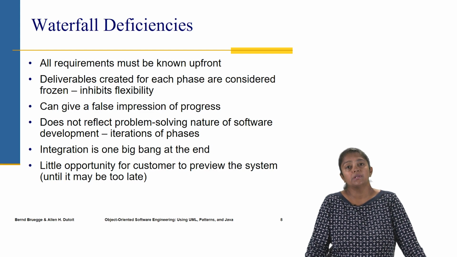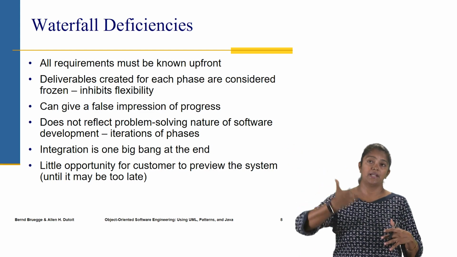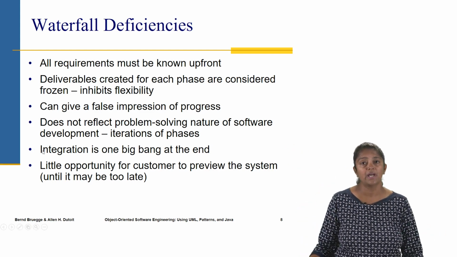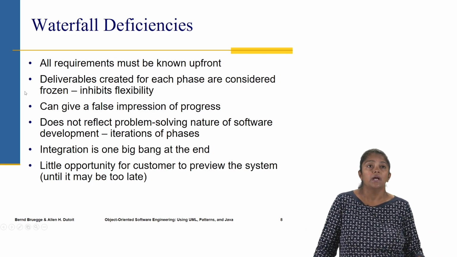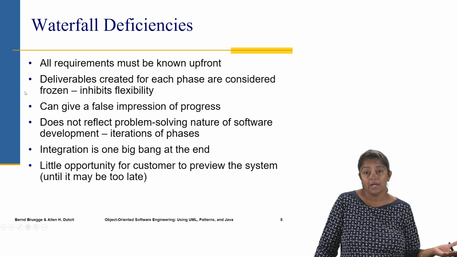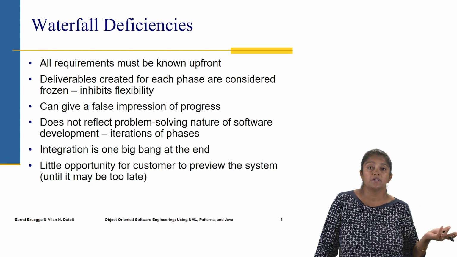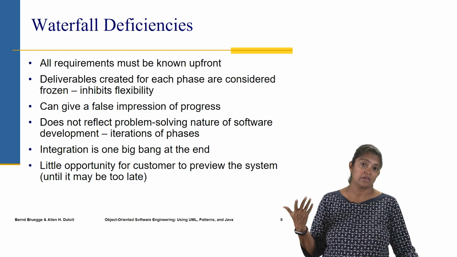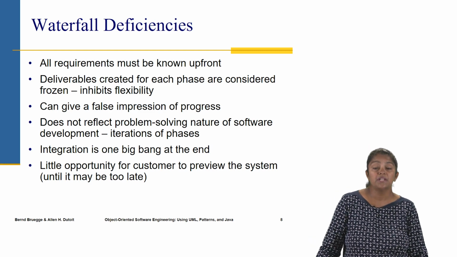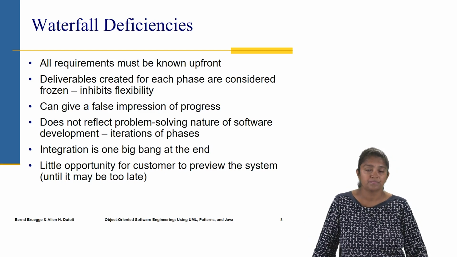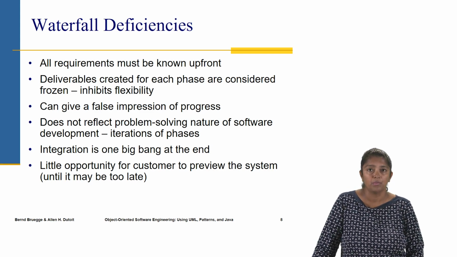There's very little opportunity for the customer to preview the system, because in the life cycle activities there's no scope for that, so they just have to wait until the end to be able to see anything running, and it could be too late by the time the customer sees it. If there's some feedback, some issues, it's too late. All of the time and resources have been spent in coming up with it, so changing will mean more time and more money. So those are some of the big deficiencies with the waterfall model.